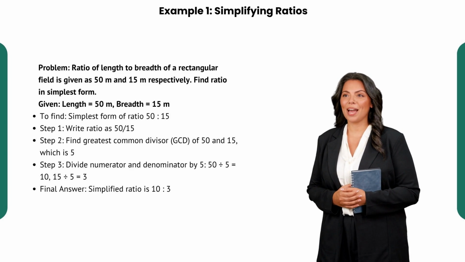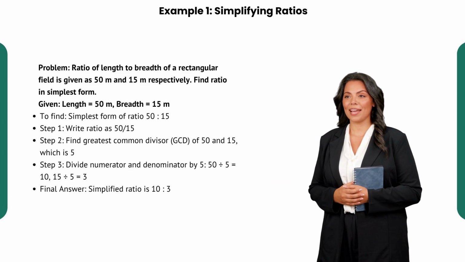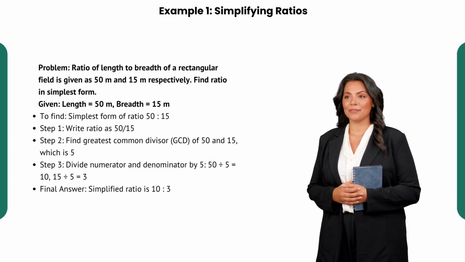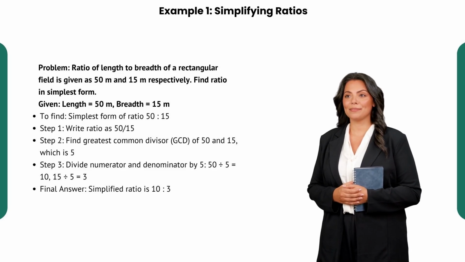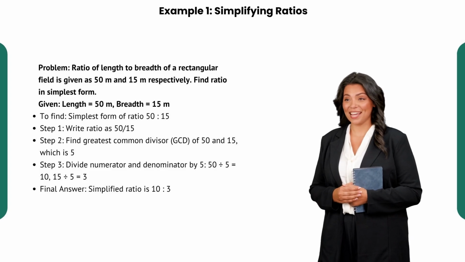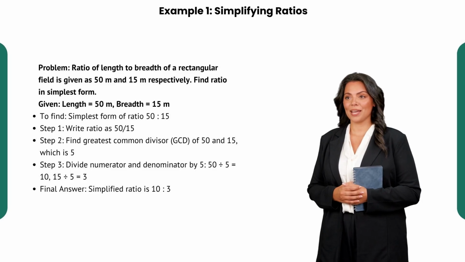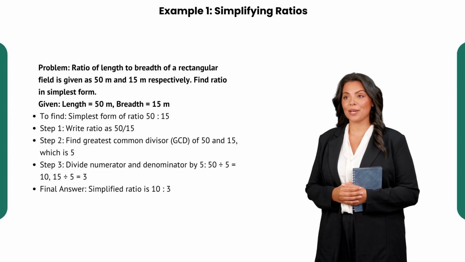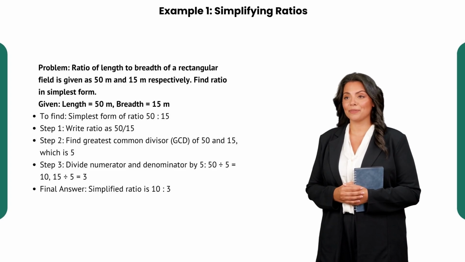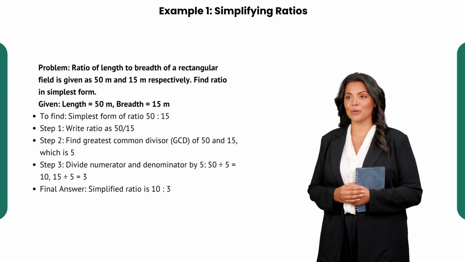This means 5 divides both numbers exactly. Step 3. Dividing both 50 and 15 by 5, we get 10 and 3 respectively. So, the simplest ratio of length to breadth is 10 to 3, or 10 is to 3. Simplifying ratios helps us understand the true relationship between quantities without the clutter of large numbers. Try simplifying ratios you encounter in daily life, like recipes or sports scores.